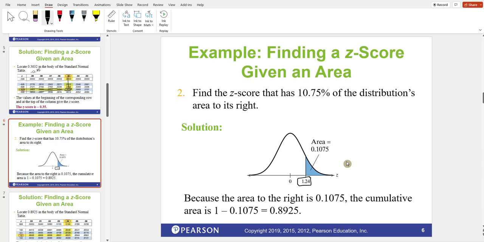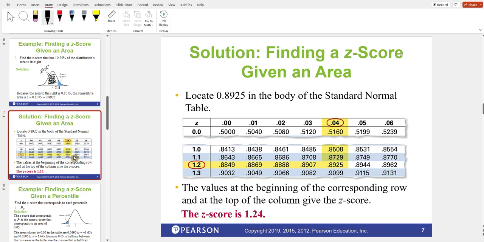Well, the z-table only gives you the area to the left of the z-score. So this is the area given with the table. To figure out what this area here is, you're going to take 0.1075, subtract it from 1, and you get 0.8925. So you're going to have to look up 0.8925 in the body of the table, and here it is right here. To figure out the z-score, you go over to the left, you get 1.2, then you go up and you get 4. So the answer is 1.24.